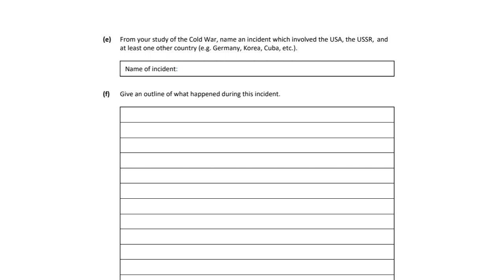So guys, just another question here. This is related to the Cold War between the Soviet Union and the USA. So from your study of the Cold War, name an incident which involved the USA, the USSR, and at least one other country.